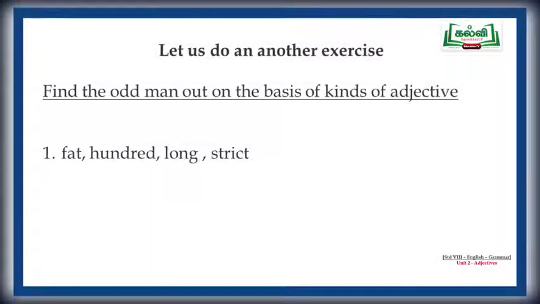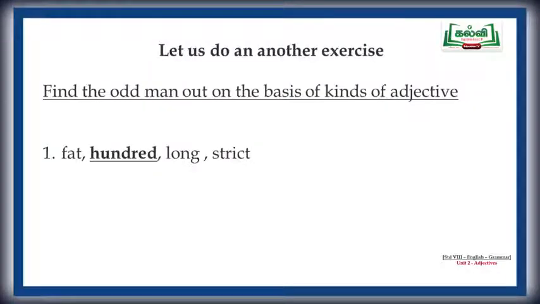Here, find out the odd man out. In one question, we will have 4 words. Among the 4, one is different from the others. We have to find which word that is. Okay, let's see. The first question, fat, 100, long, strict. Can you find out which one is different from the rest? Yes, 100, because the rest of the words, fat, long, strict, these 3 words are adjectives of quality, but the particular word 100 is an adjective of number.